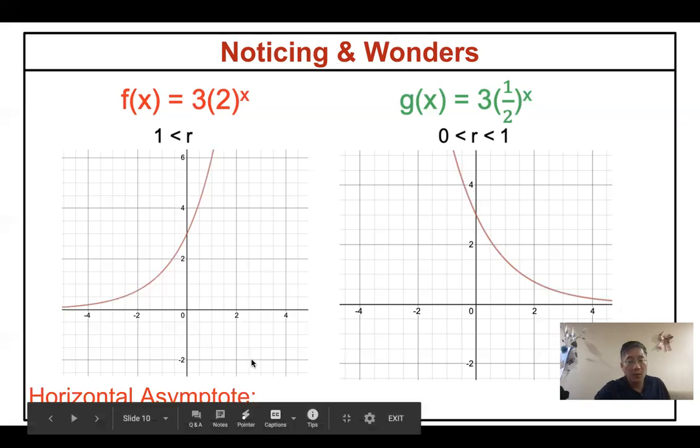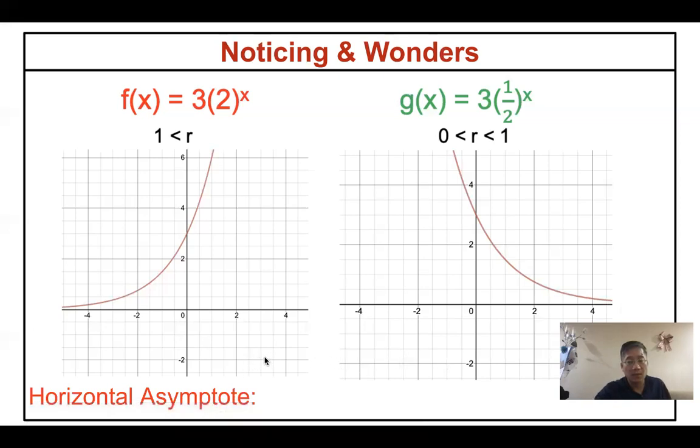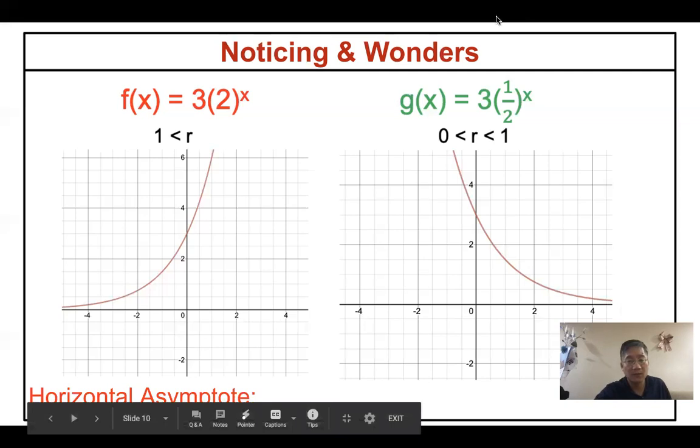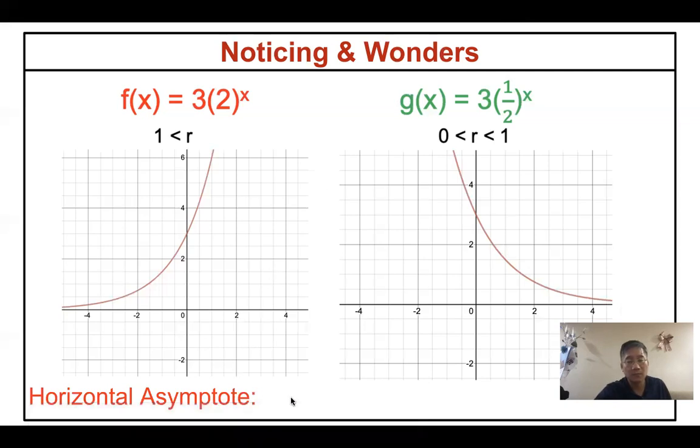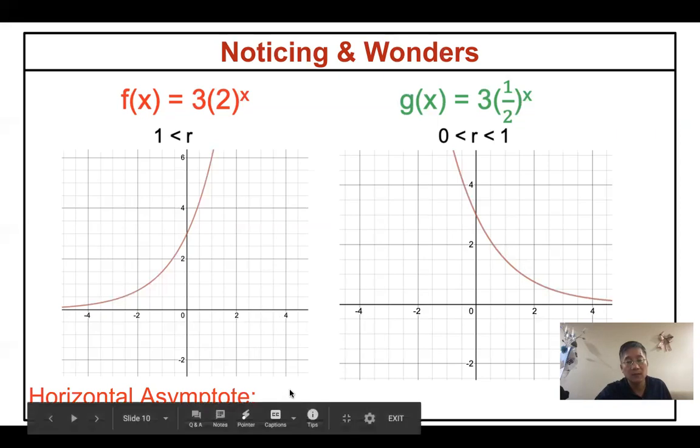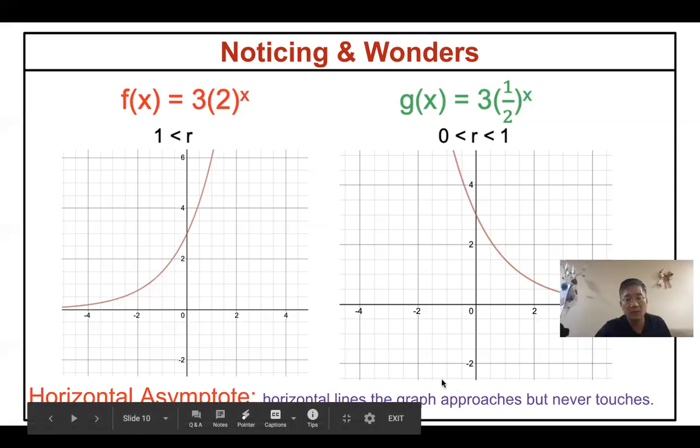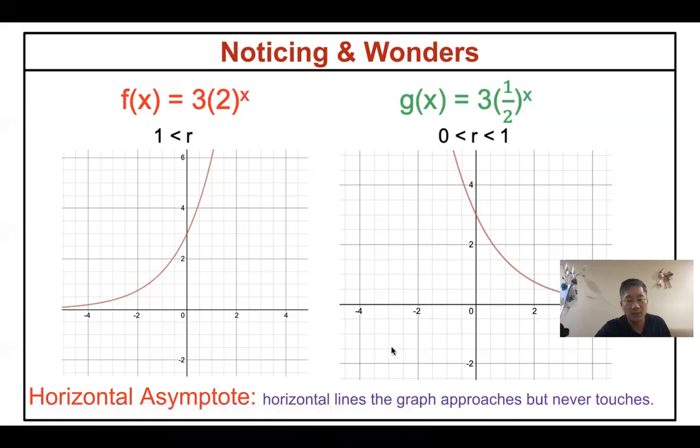So that we call a horizontal asymptote, right? What is the horizontal asymptote? This axis, which is the x-axis, or as an equation we say y equal to 0, right? So x-axis, y equal to 0. It is a horizontal line the graph approaches but never touches. That we call the horizontal asymptote. So make sure when you draw the graph, it never touches the horizontal asymptote, which is the x-axis, or y equal to 0.